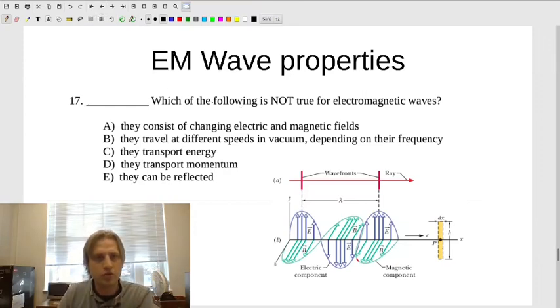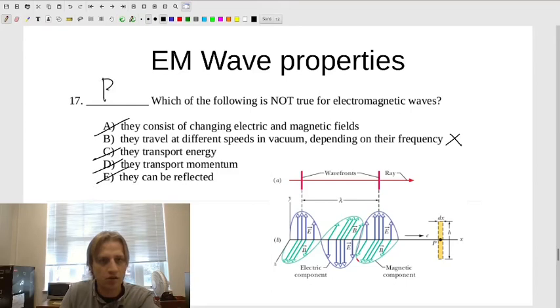Let's see. Which one of these is not true for electromagnetic waves? They consist of changing electric and magnetic fields. No, that seems true. They travel at different speeds in vacuum depending on their frequency. No, that seems false. They transport energy. No, that's true. They transport momentum. Yes, they do, through the Poynting vector. They can be reflected. Yes, that's what a mirror does. Okay, so they all have the same speed in vacuum, which is right around 2.998 times 10 to the 8th, or 3 times 10 to the 8th meters per second. That's the speed of light.